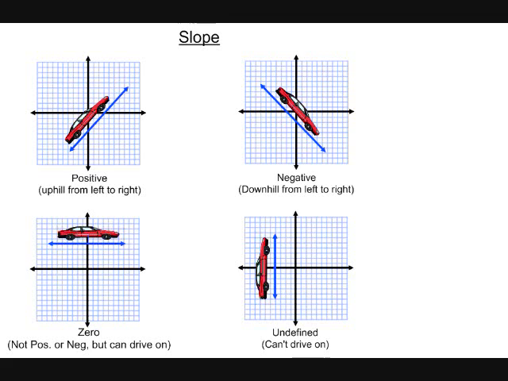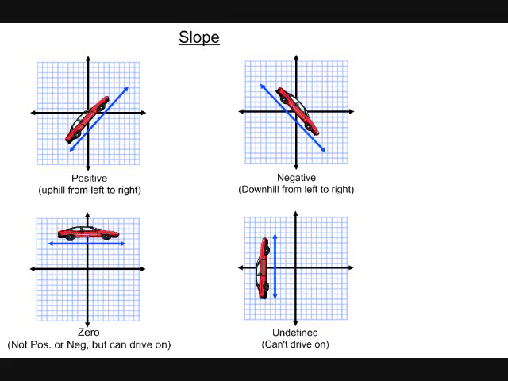Now, the first thing that you're going to notice is the four types of slope. The first one, which I like to refer to as going uphill, is the positive slope. So you can see there that I have a car going uphill, and that's a positive slope. It increases from left to right. The second one is the negative slope, which is the downhill slope, going from left to right.